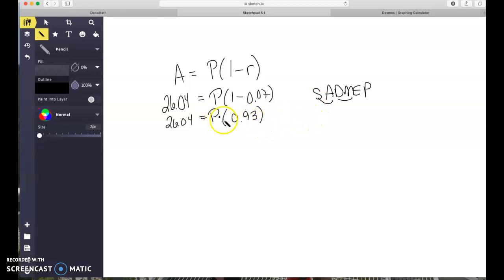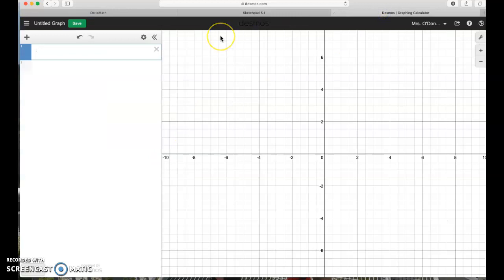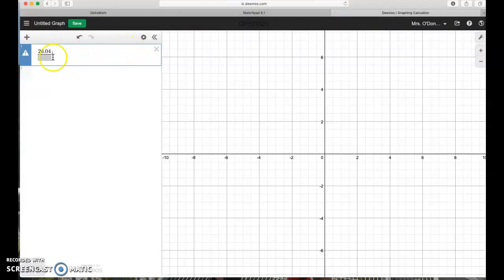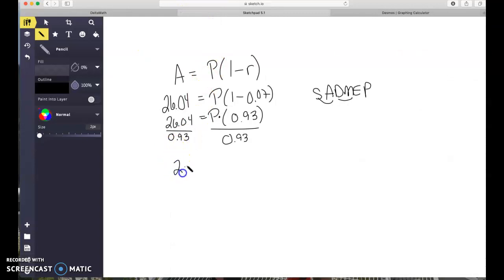So now I'm going to use SADMAP. To get P by itself, I have to do the opposite of multiplying by 0.93, which is dividing by 0.93. My rules of equality say that if I do it to one side, I have to do the exact same thing to the other side of my equal sign. So I'm going to do 26.04 divided by 0.93, and I get 28. So they hopefully started the day with a solid $28 invested.